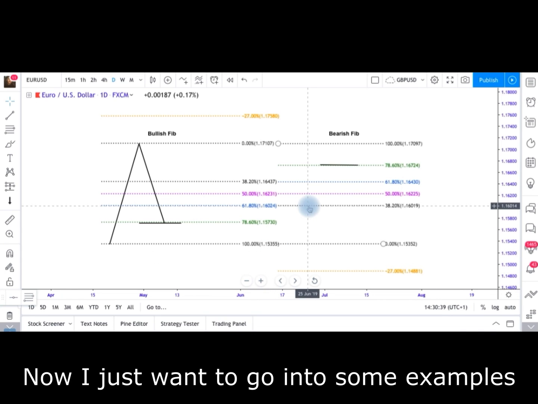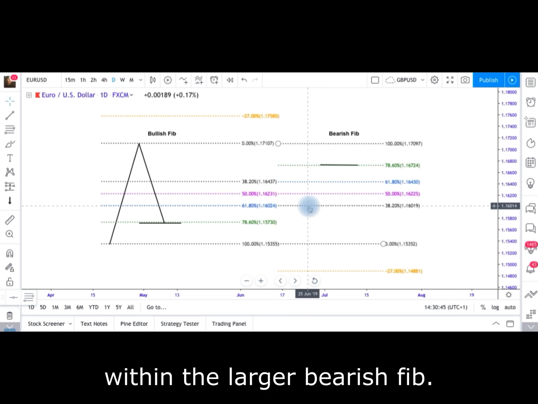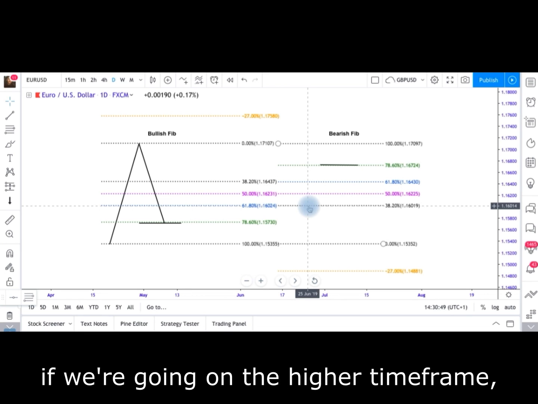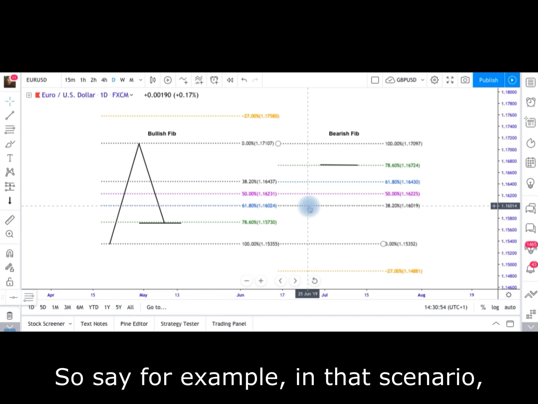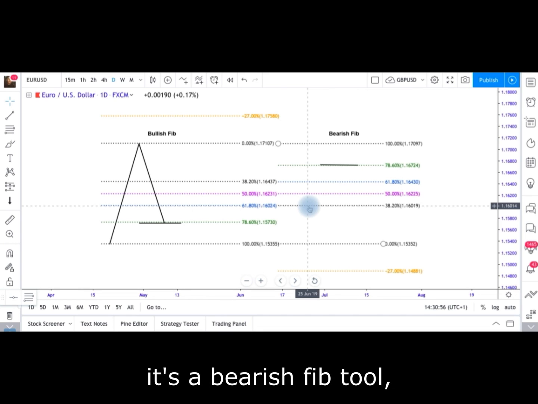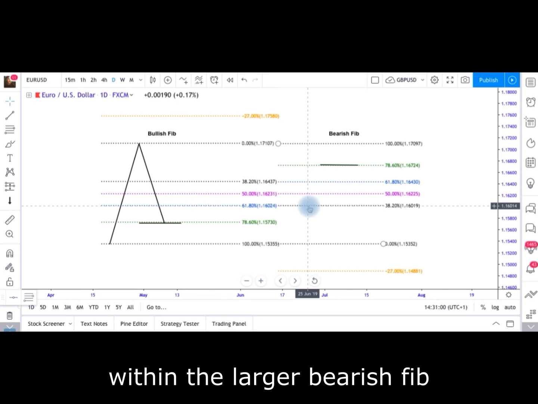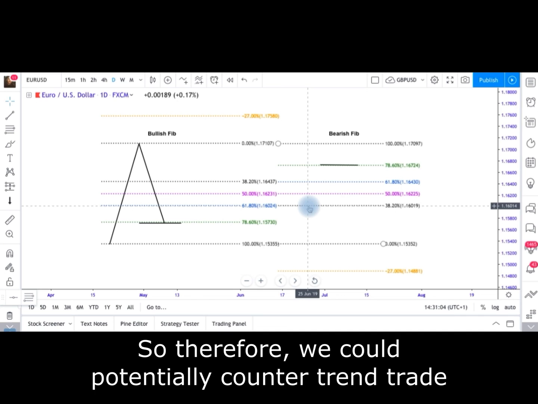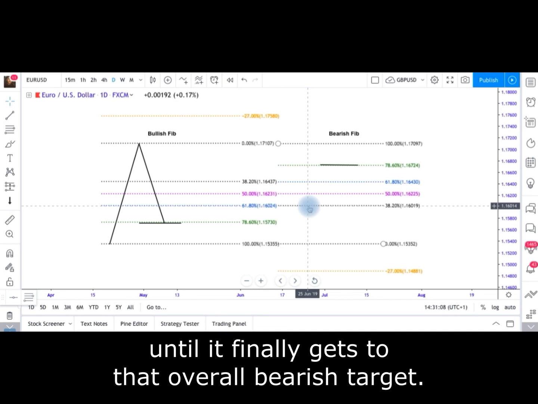Now, I just want to go into some examples of basically how we can use bullish fibs within the larger bearish fib. So what I mean by that is, if we're going on the higher time frame and we've applied our fib tool, so say for example in that scenario it's a bearish fib tool, we can actually use smaller bullish fibs within the larger bearish fib to try and find an overall bearish target. So therefore we could potentially counter trend trade the actual pair that we're on until it finally gets to that overall bearish target.